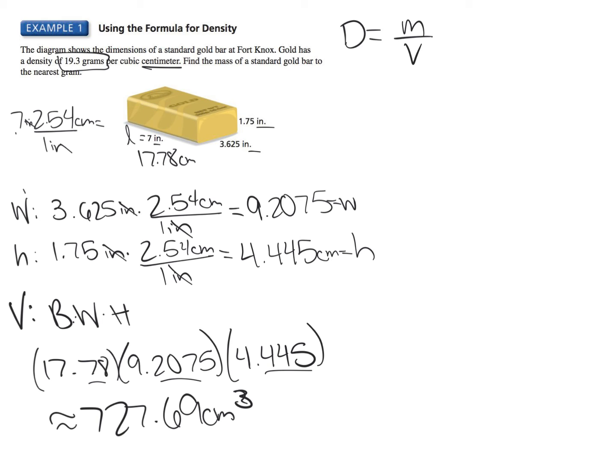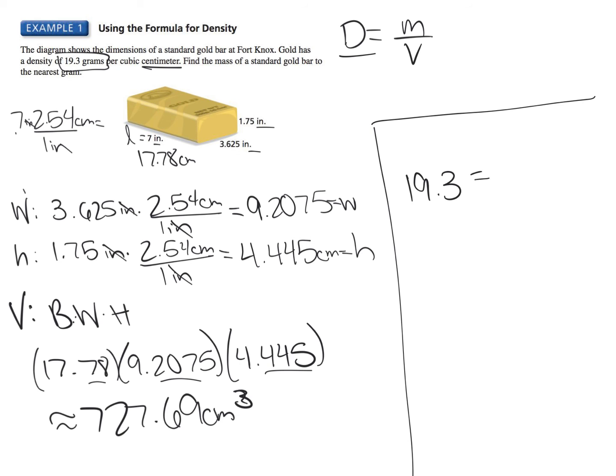Now, we found the volume and we have the density. We need to find the mass. So let's go like this. And since density equals mass over volume, we're going to set it up. We know the density to be 19.3 and mass over our volume, 727.69. What do you do? You cross multiply or multiply both sides by 727.69.